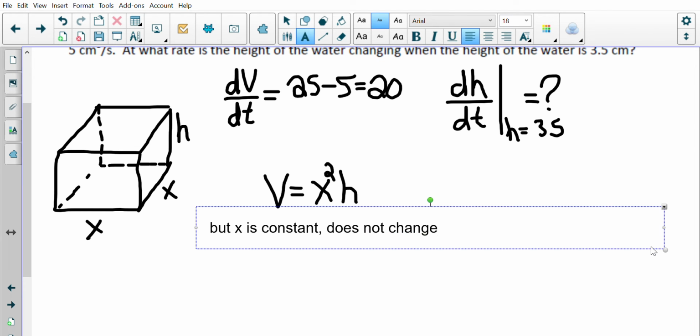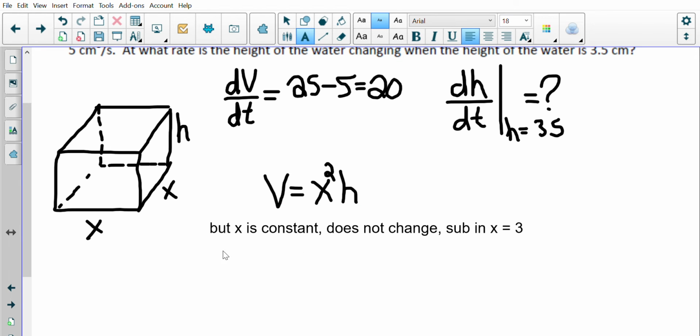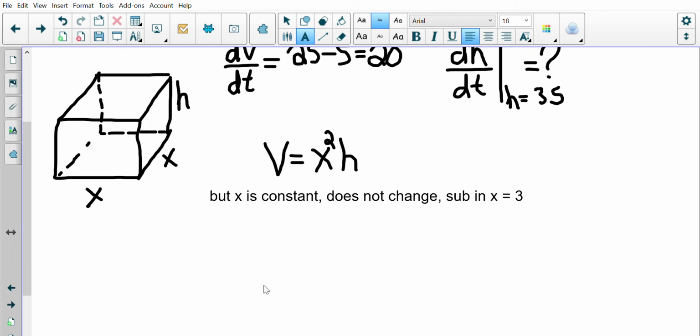And so I'm going to sub in x equals 3 into my formula because it's constant. It does not change. Just like when we did our homework and we were talking about the kite flying away, where the vertical distance did not change. Or even the case with the ladder sliding down the wall. The ladder's length did not change. So we could have just substituted in, I believe it was 5, for the ladder length. But in this case, I'm just going to sub in right now.